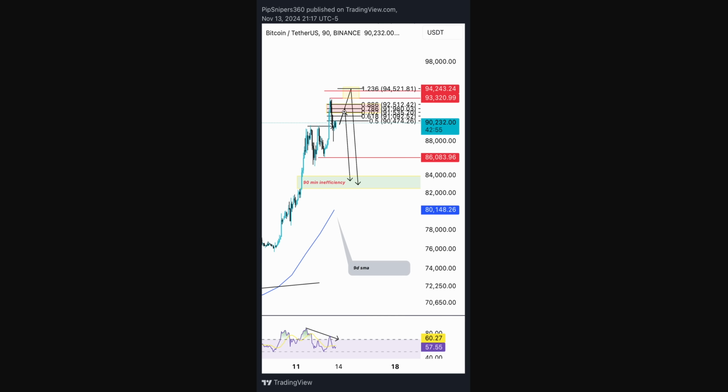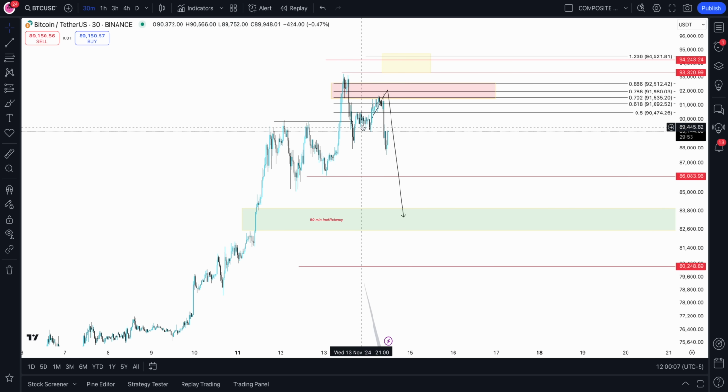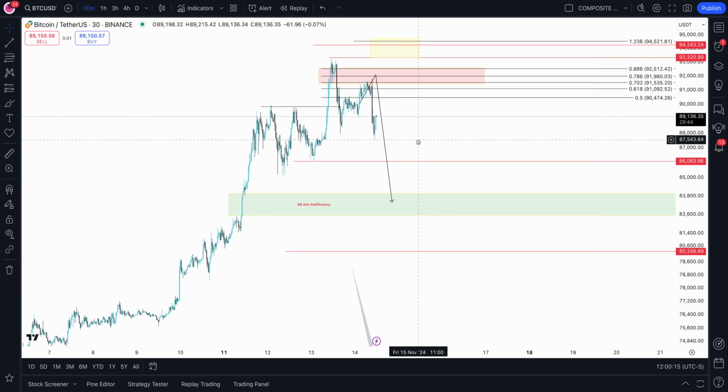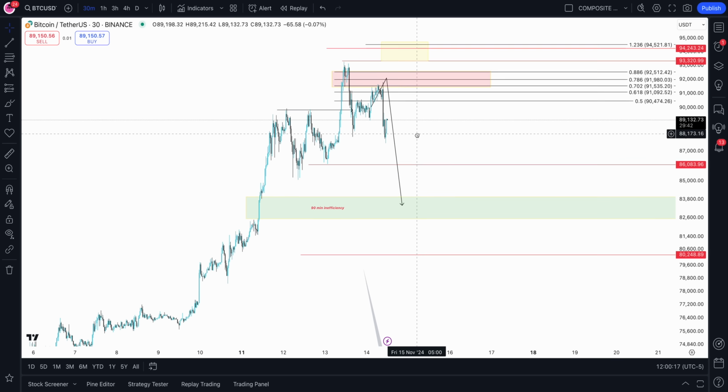I did say we would come up towards this red region and then go ahead and fill this 90-minute inefficiency and possibly wick down to the 9-day SMA. And currently in the morning, we did come up to this red region, and now we're seeing that move down here. So we'll definitely see how this progresses throughout the rest of the day and the remainder of the week.